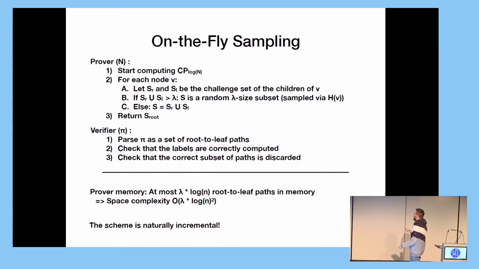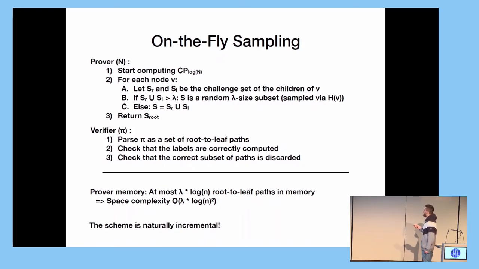The verifier is identical to CP. The only difference is that, additionally, to check the correct labeling of the graph and to check that the response is well formed, the verifier also has to check whether we pruned the correct branches, right? We need to check that the subset is correctly chosen. And this can be done by simply recomputing the hash of the node and parsing this appropriately as a subset.